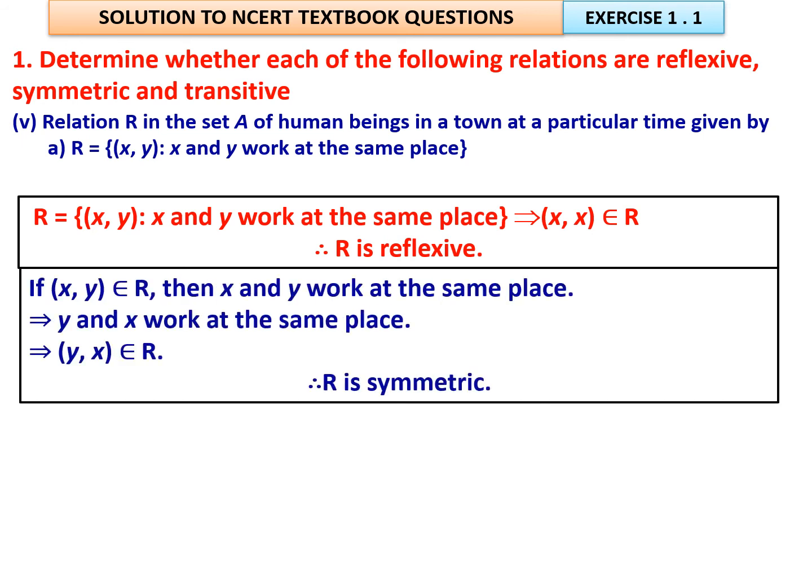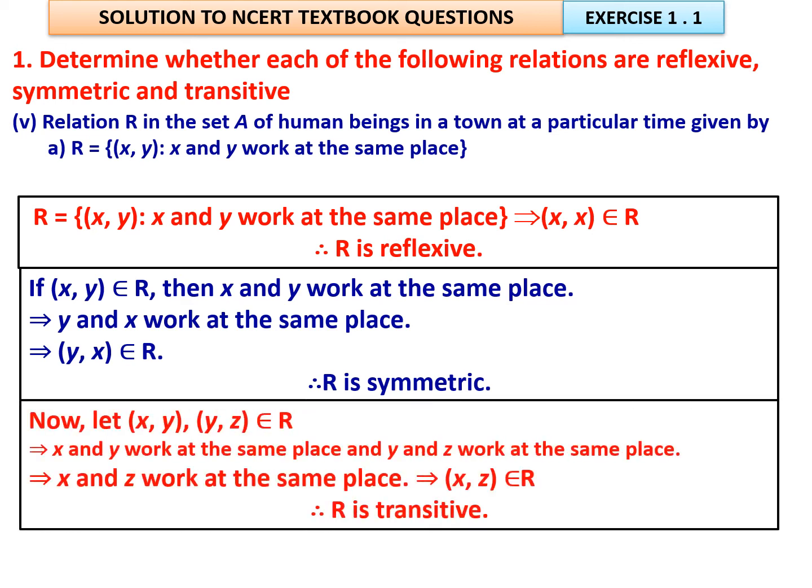If x and y belong to R, x and y work at the same place. What is the meaning of it? y and x also work in the same place. So y and x belong to R, therefore it is symmetric. When you interchange their positions, first person and second person are related because they work together, and second and first person are also related because they work together. So it is symmetric.